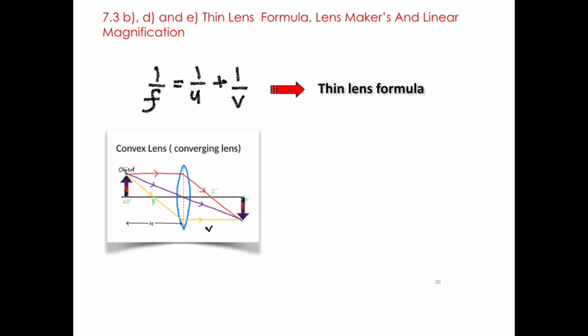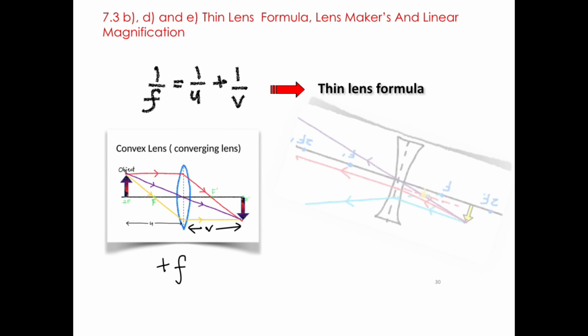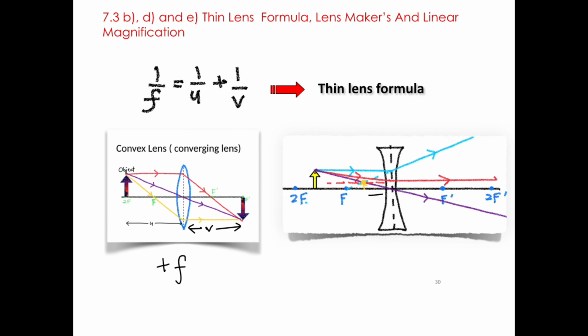Alright, now we will look at the thin lens formula, lens maker equation, and the linear magnification. So firstly, 1 over f equals 1 over u plus 1 over v. This is the thin lens formula. Here u represents the object distance and v represents the image distance. Don't forget to use the positive value of f for convex lens and negative value of f for diverging lens.